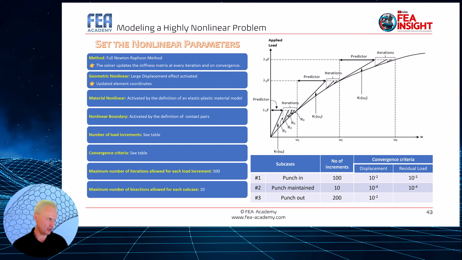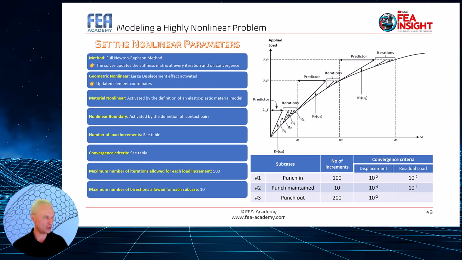The geometric nonlinear method is large displacement effect, with update of element coordinates. The material nonlinear model is activated by the definition of an elastic plastic material model. As I said before, we selected the Hollomon model. The nonlinear boundary is activated by the definition of the contact pairs that I presented in the previous slide.